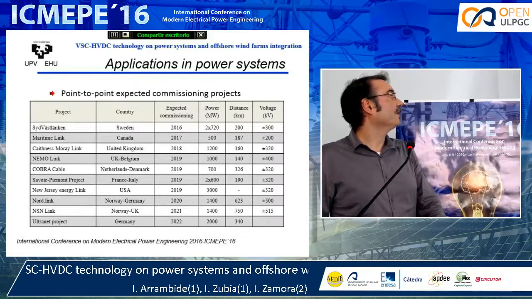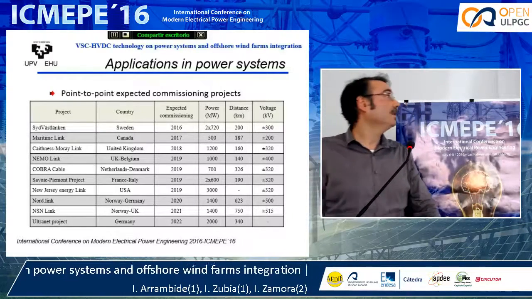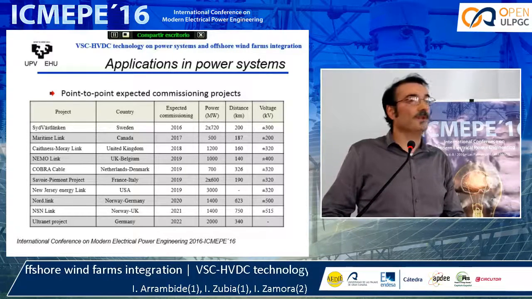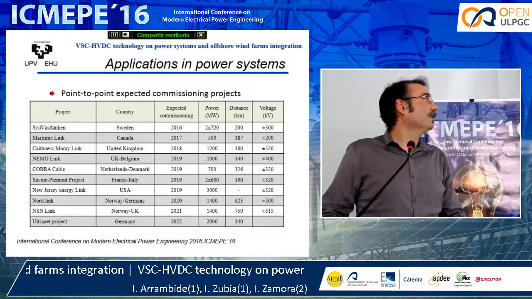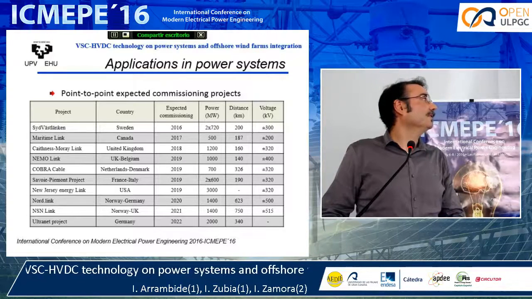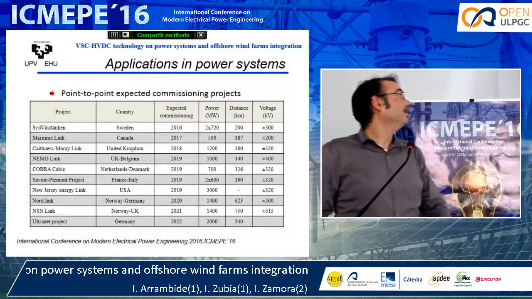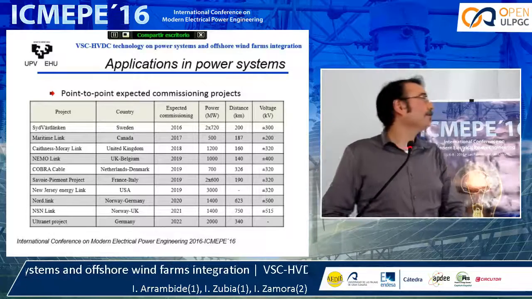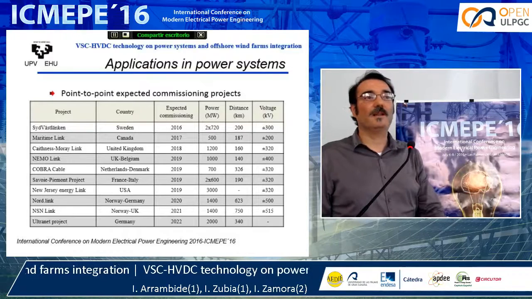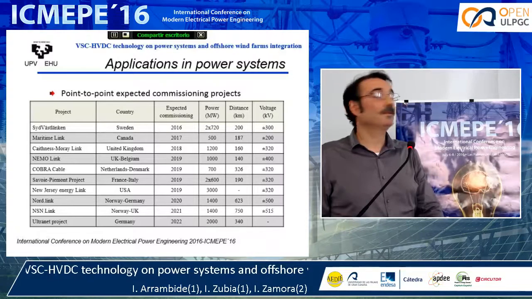In the future, it's expected that the next point-to-point commissioning projects will be done, and the last 3 deserve to be mentioned. The NorthLink and NSN Link projects will use mass impregnated paper cables rated at 500 kilovolts. The power is slightly higher at 1.4 gigawatts, and look at the distance, more than 600 or 700 kilometers in submarine cables. The Ultranet project in Germany is very interesting because they consider that they can substitute a 3-phase circuit with a bipole circuit using these kinds of converters.